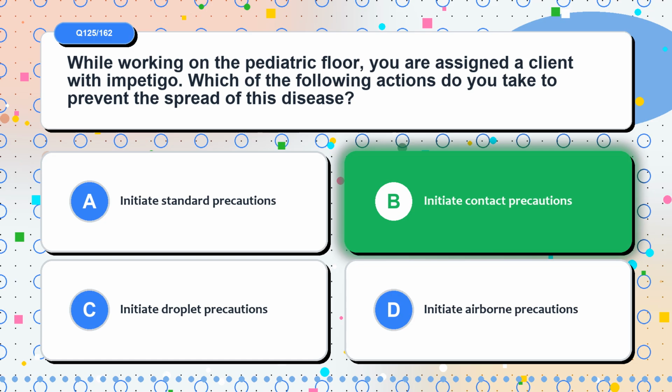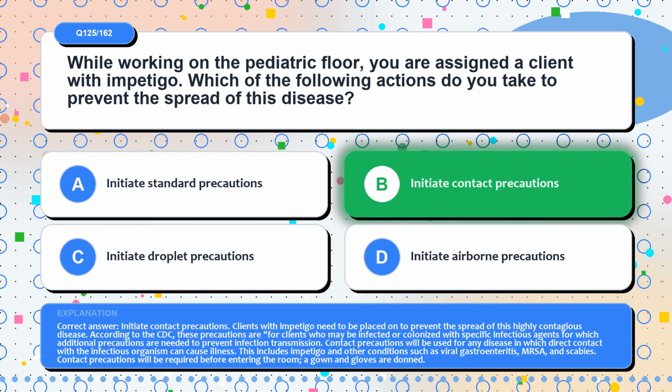The correct answer is option B. Initiate contact precautions. Correct answer. Clients with impetigo need to be placed on contact precautions to prevent the spread of this highly contagious disease. According to the CDC, these precautions are for clients who may be infected or colonized with specific infectious agents for which additional precautions are needed to prevent infection transmission.